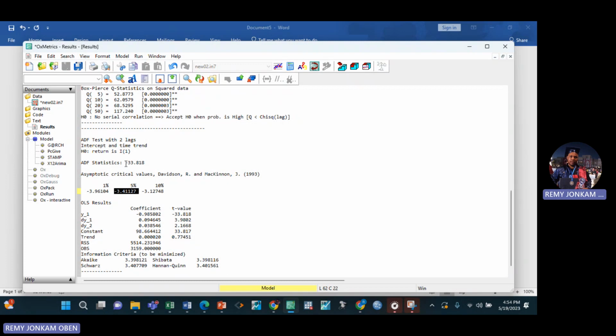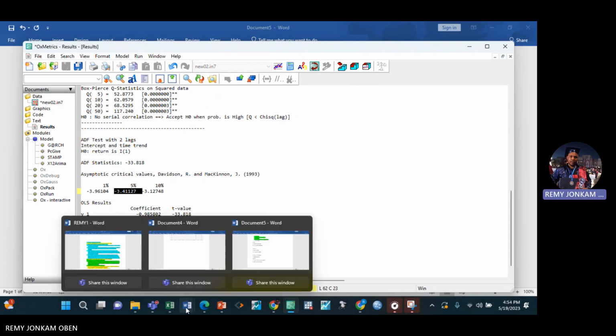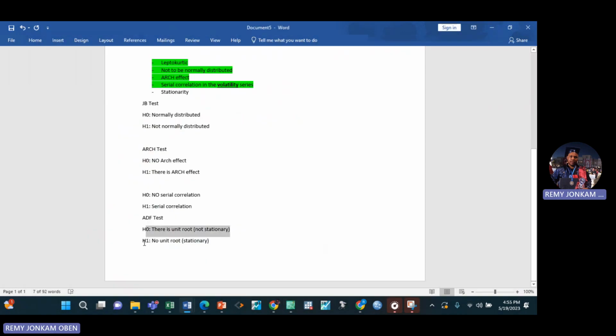So since our test statistic here is negative 33, which is more negative than this minus 3, it means we can reject this null. So we reject the null, it has a unit root, and we accept the alternative, which says it has no unit root, which means it is stationary. So of course it is stationary, and we expected it.